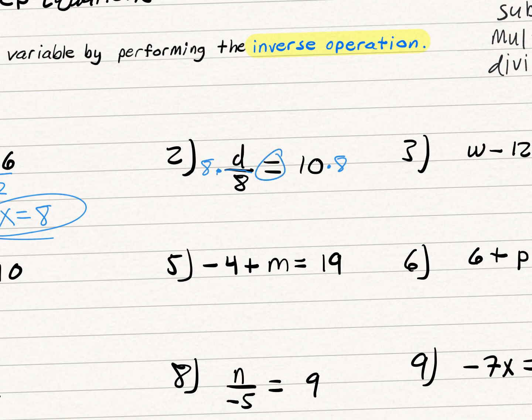All right, so once we multiply 8 on both sides, 8 divided by 8 goes away. Right, just like the last one. So we get d equals 10 times 8, which is 80.